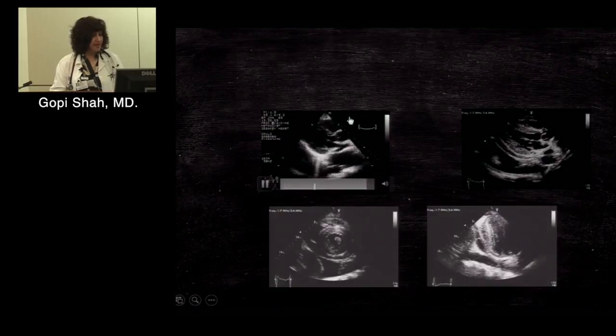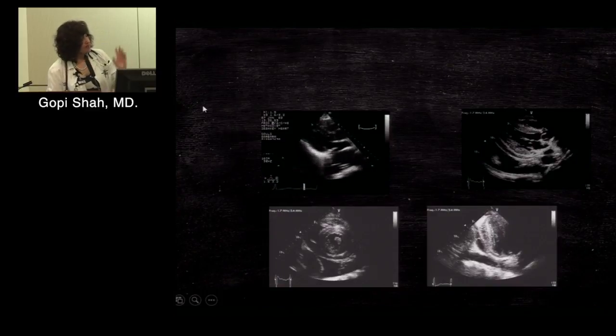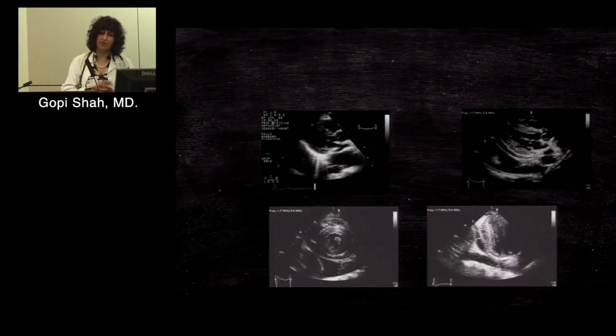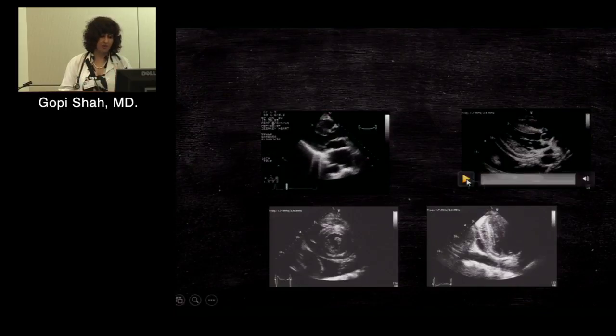So this is a normal parasternal long axis view that we would take. And you see you have to have the depth changes because you want to be able to see the pericardium and the pleural space. If you're very much zoomed in, you're not going to be able to delineate the pleural space, and therefore you won't be able to see if this is a pericardial or pleural effusion.